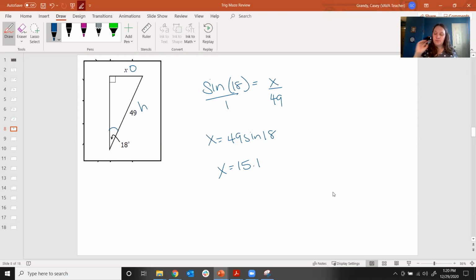Okay, on this one, our x was opposite 18. 49 was the hypotenuse. Since we had an opposite and hypotenuse, we're looking at sine. So we say the sine of 18 equals x over 49. Cross multiply here. We didn't need to divide anything because x times 1 was just x. So we just type 49 sine 18 into our calculator, and we get 15.1. Hopefully the setup, the labeling is getting easier the more and more that we practice.